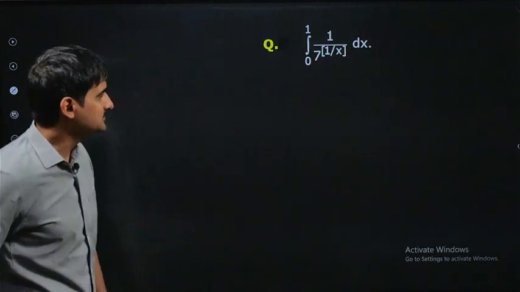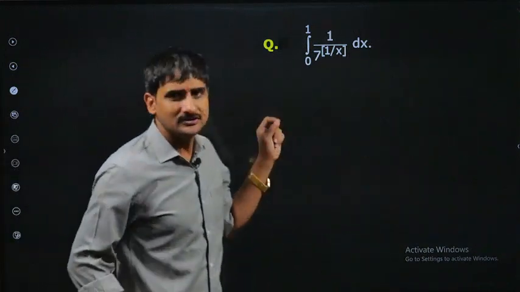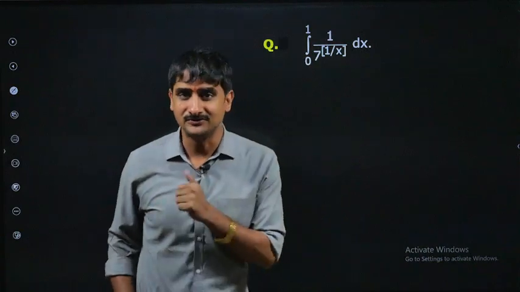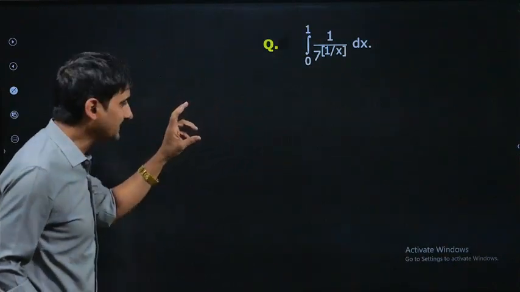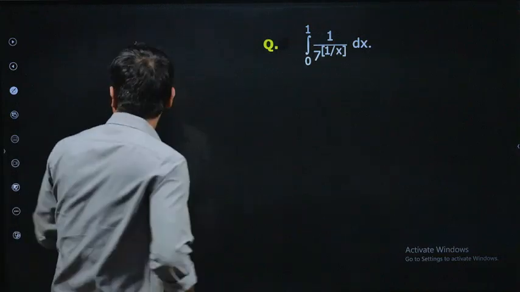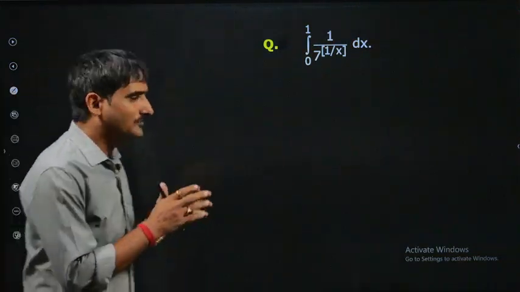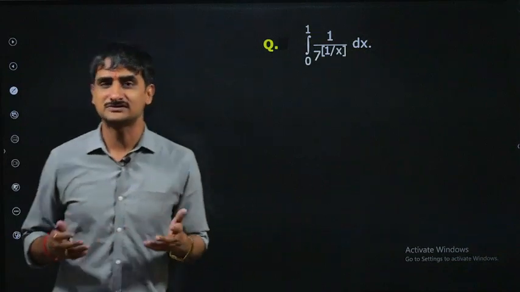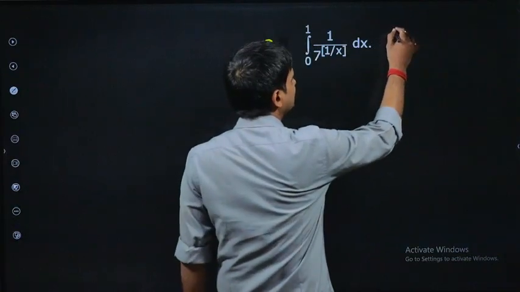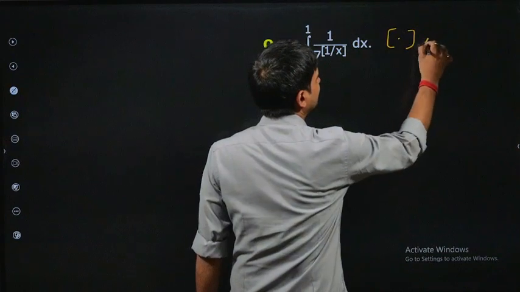So that was the question for today. The question is of definite integration, as you all know it. Why I picked up this question for discussion: of course it involves definite integration, it involves box bracket. It's not mentioned here, but it's understood that this is GIF.